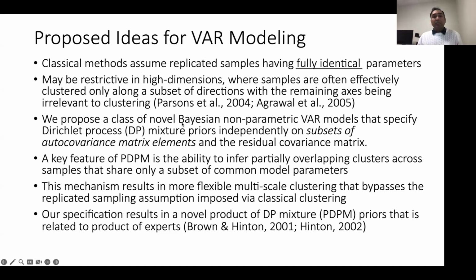So this is where we propose a class of novel Bayesian non-parametric VAR models that specifies DP mixtures on subsets of the autocovariance matrix elements. We're going to take these autocovariance matrix elements, and the variance parameter sigma, and break these parameters down into smaller subsets, and then specify a Dirichlet process on each subset separately, and achieve differential clustering. So that's, again, the key idea. And this is what we call the product of DP mixture model, or PDPM in abbreviation.